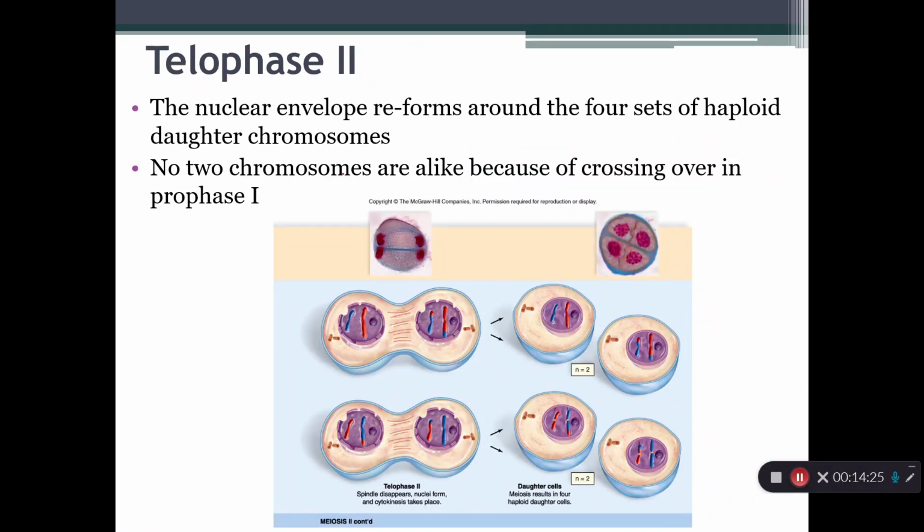Okay, and then in telophase, you've got 4 daughter cells that are created. No 2 chromosomes are alike because of the crossing over. So you can see here, like this one's like a big red and a little blue, and a big blue and a little red. You see what I'm saying? No 2 are the same.